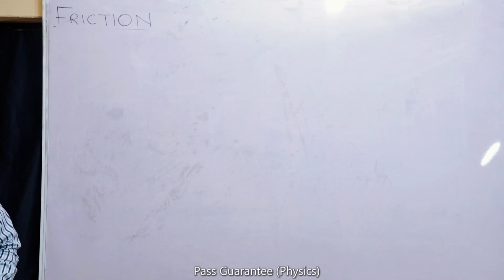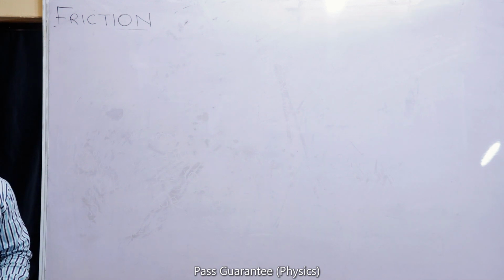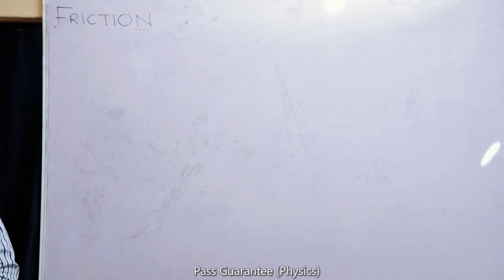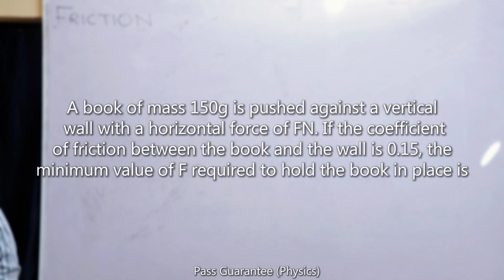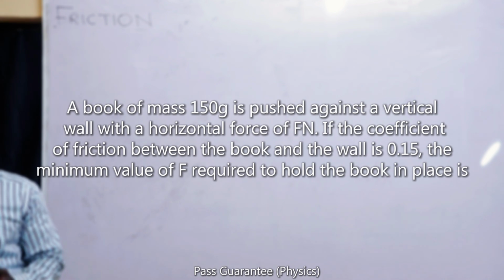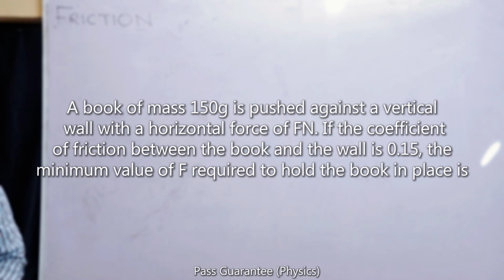Now let us take questions on vertical surfaces. We wish to take more questions on vertical surfaces, and we have one here. We are told that a block of mass 150 grams is pushed against a vertical wall with a horizontal force of F Newton. If the coefficient of friction between the block and the wall is 0.15, the minimum value of F required to hold the block in place is dash.